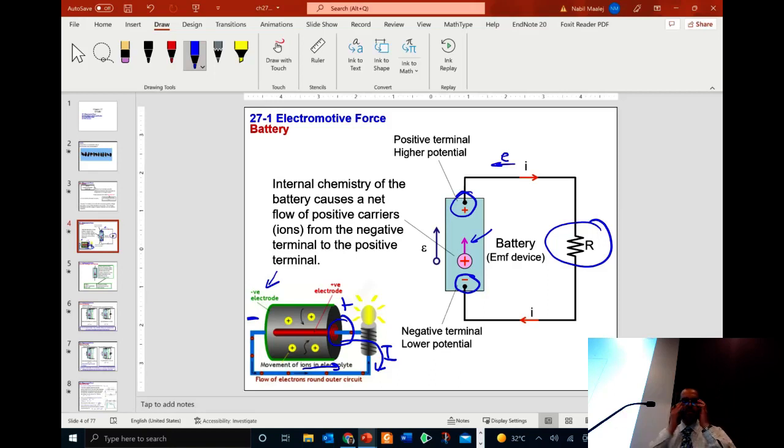Okay, so this is what we call an EMF, and usually we use the symbol epsilon, and we can indicate the positive terminal and negative terminal, and sometimes in some books they even have an arrow. The arrow is pointing from the negative terminal to the positive terminal of the EMF, or of the battery. Okay?